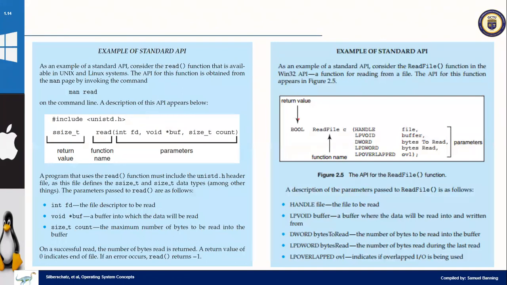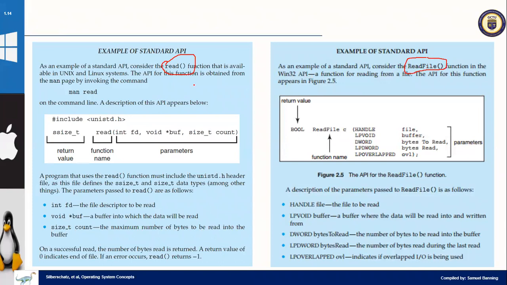Okay, so I'm just going to go through this. It is a text that I want you to know. So this is an example of a standard API. If you consider the instruction read that you find in Unix environment or Unix systems, this is also the same read on Windows application. This is the Win32 API.